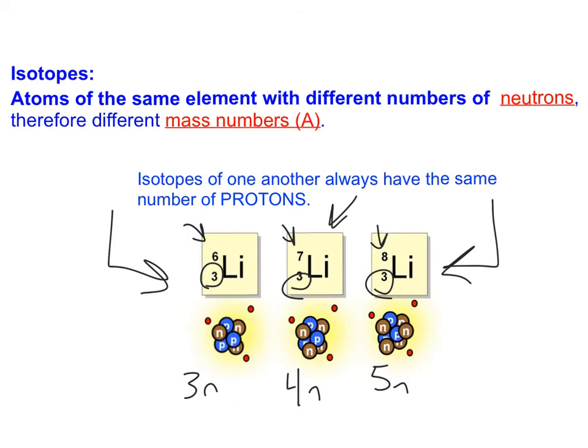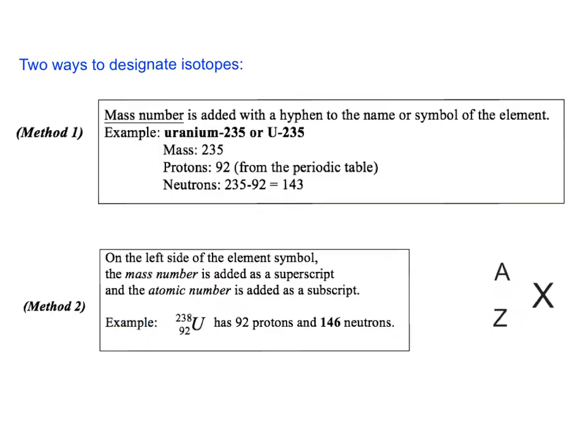Isotopes are the same element. And we have multiple ways to kind of describe and designate these different isotopes. The first method is to essentially just say what the element is, hyphen, mass number. So, for example, uranium-235 or U-235. Right? So I could either write out the whole element name or I could just use the symbol. The number that comes after tells me what my mass is. So in this case, 235.